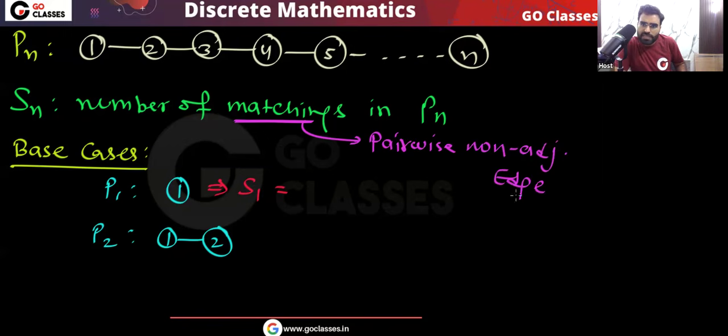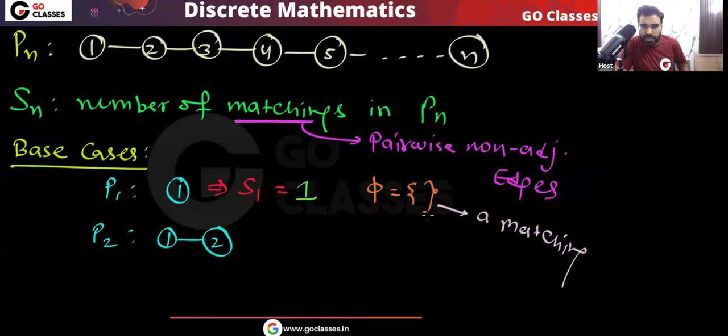In this path graph on one vertex, how many matchings can I create? Only one matching I can create, and that will be the empty set, because remember there is no edge in this path graph on one vertex, and matching means a set of edges which are pairwise non-adjacent. So one matching I can create, the empty set. This empty set is a matching. You can see this empty set does not have anything, but the point is there is no violation of matching.